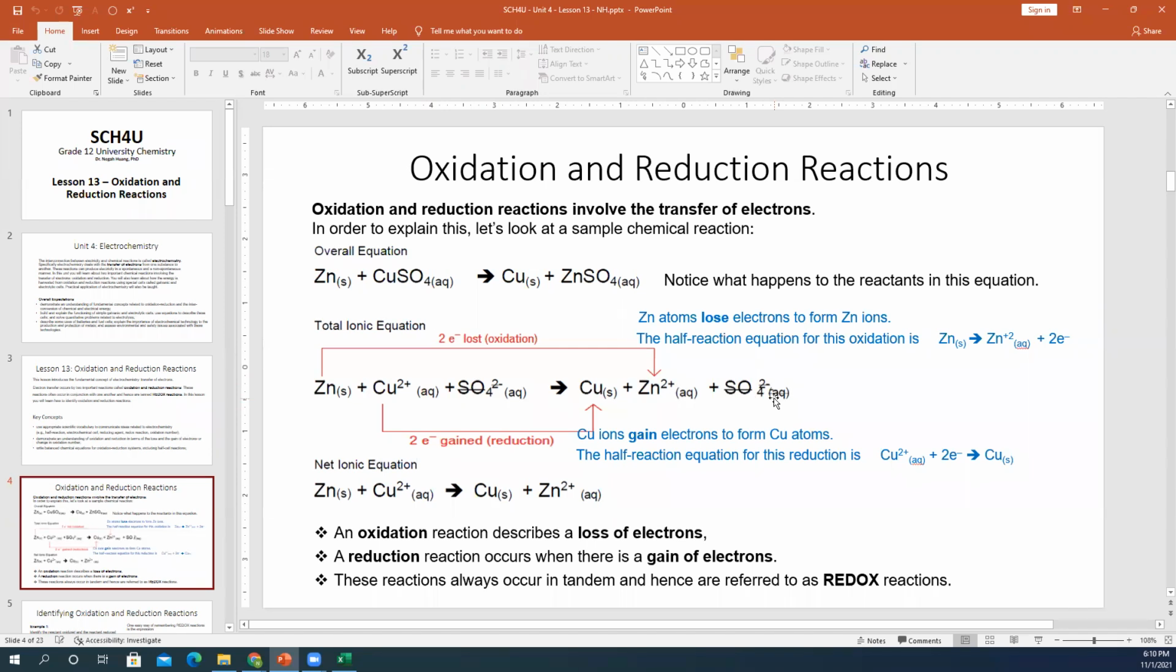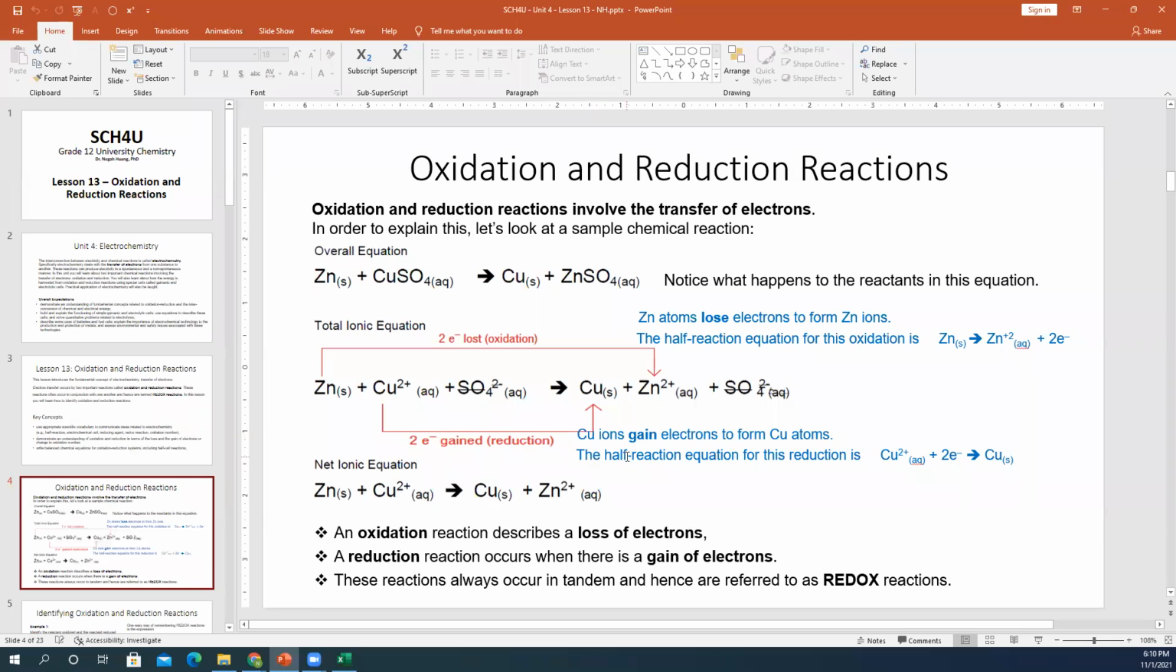And here, notice that the zinc atoms have lost 2 electrons to form these zinc ions. So here, zinc from the solid state, having no charge, overall charge of 0, by losing 2 electrons has now become zinc plus 2 ion. And this copper plus 2 ion has in return gained 2 electrons and become reduced to this solid, metallic copper here.